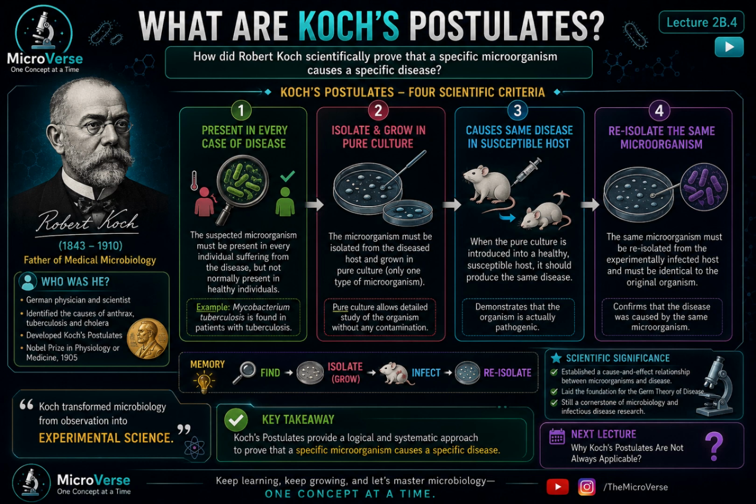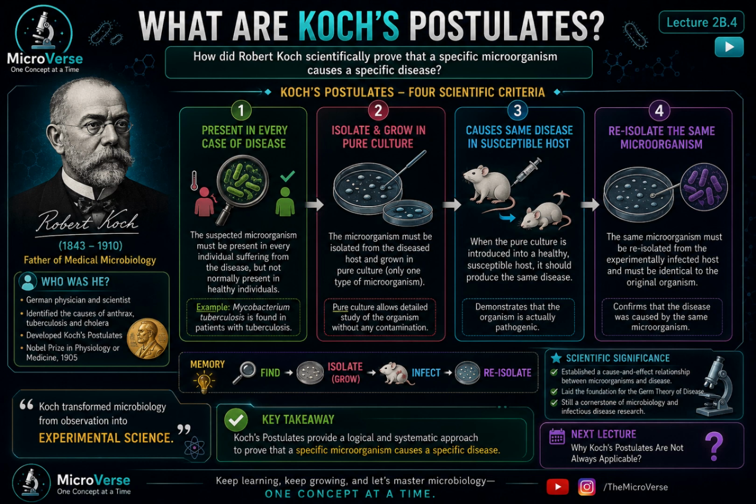So instead of memorizing the postulates separately, remember the sequence: find, isolate, infect, and re-isolate. This simple flow summarizes Koch's entire experimental approach and is frequently asked in university examinations.